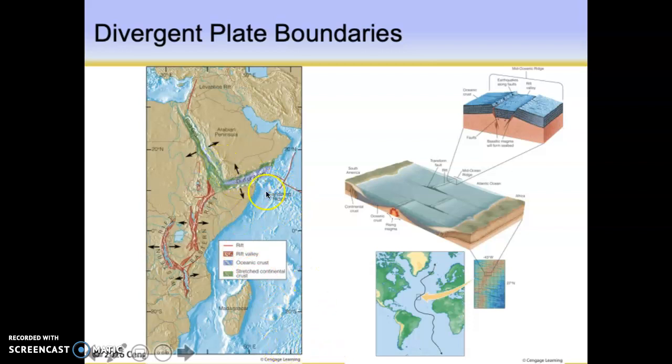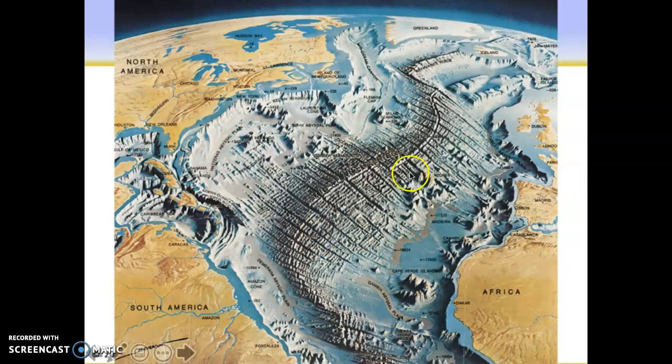When we pull that apart even farther, we get what we see in the Atlantic Ocean. And you might recall we took a look at the mid-Atlantic ridge in one of the earlier slides. So there it is. There is our rift running right down the middle of the mid-Atlantic ridge. The mid-Atlantic ridge is higher in elevation because it's warm, which makes it less dense.